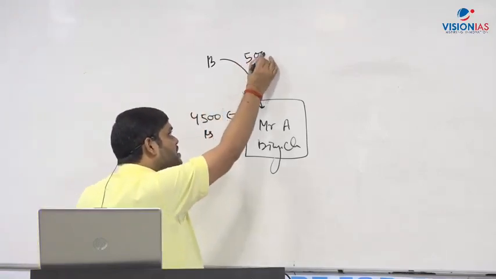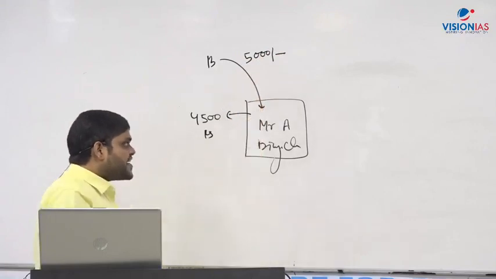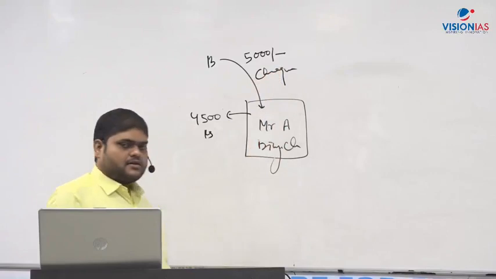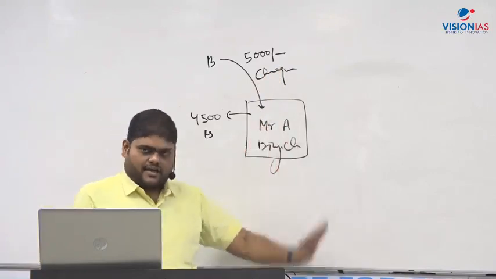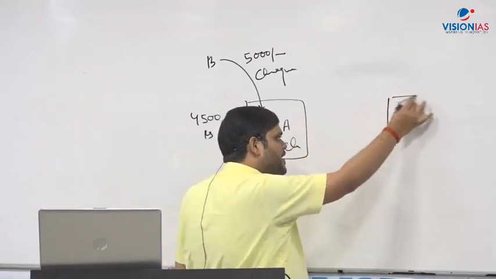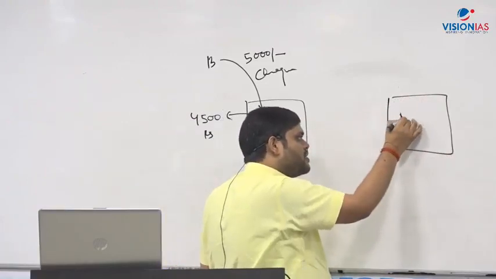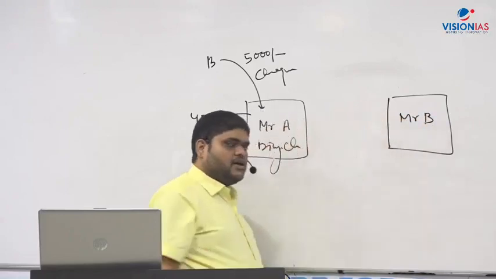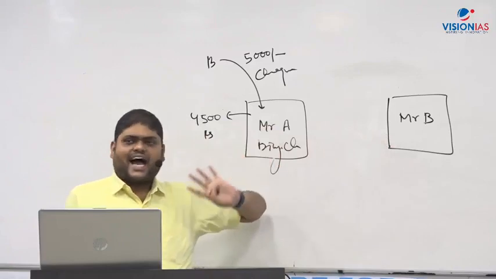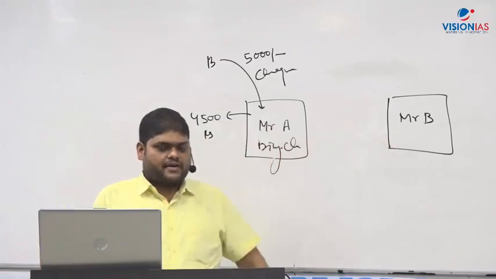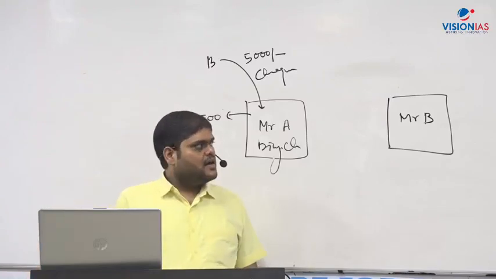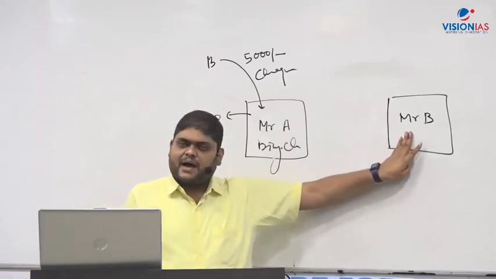Then Mr. B said, I don't have a 4,500 check. I have a 5,000 rupees check. Mr. A said, okay. Now, Mr. A doesn't have a bank account, but the nearby shop of Mr. B, who is a close friend of Mr. A, has one, because he is a big trader and a big shopkeeper.